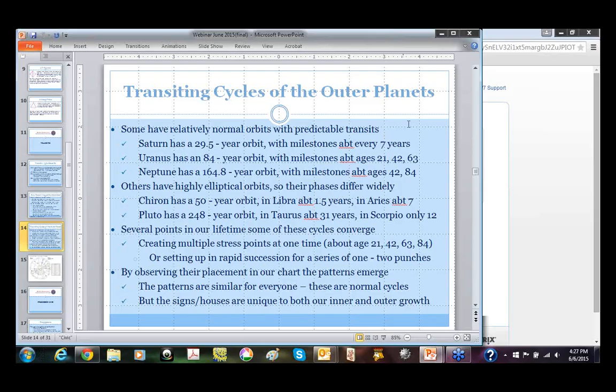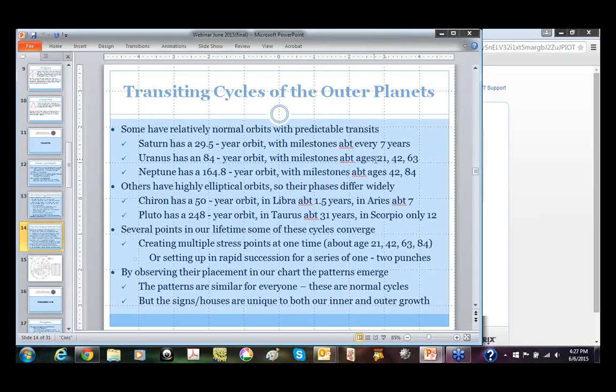So what that means is every 7 years, Saturn is going to do something to his natal position. Again, think of the moons. At age 7, he's going to square. It's going to be that first quarter moon squaring his natal position. At about 14 years, it's going to be a Saturn opposition. At about 21 years, it's going to be that third quarter square. And at about 29.5 years, it's going to come in for that Saturn return. Same thing happens with all of these.